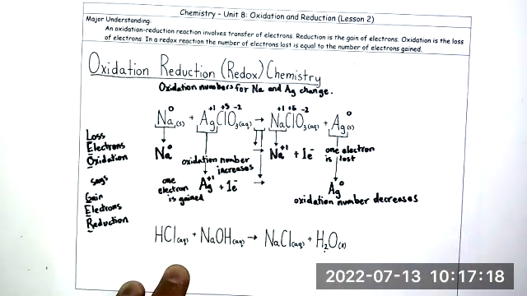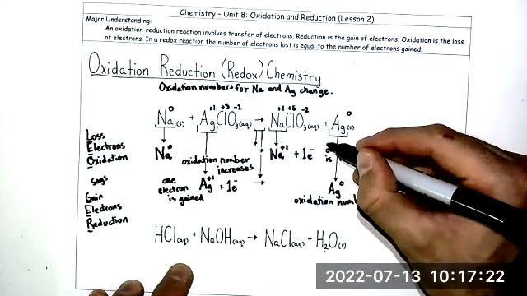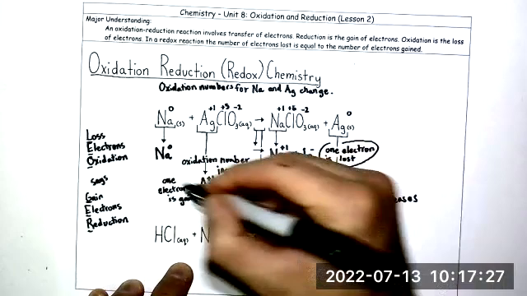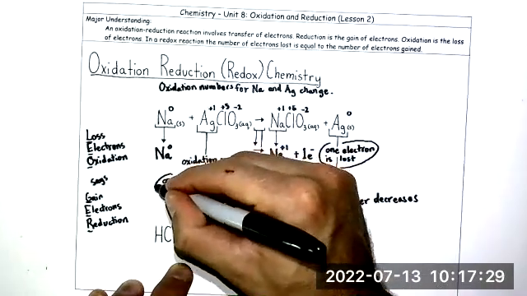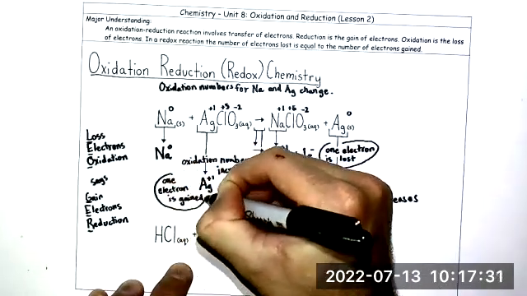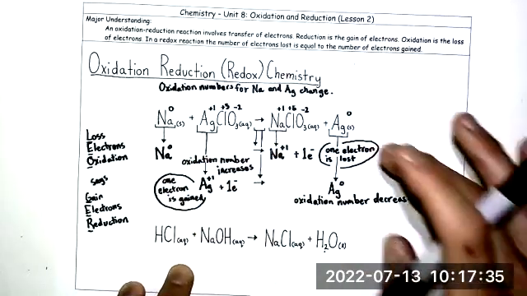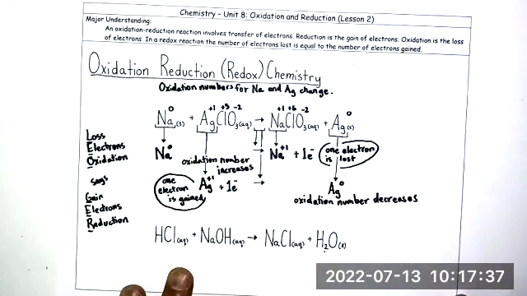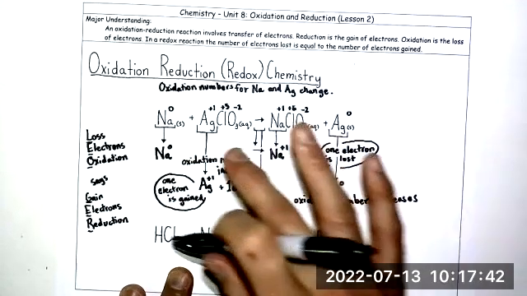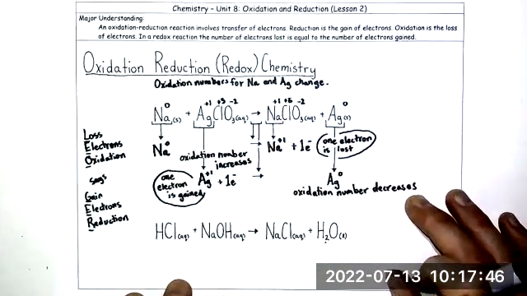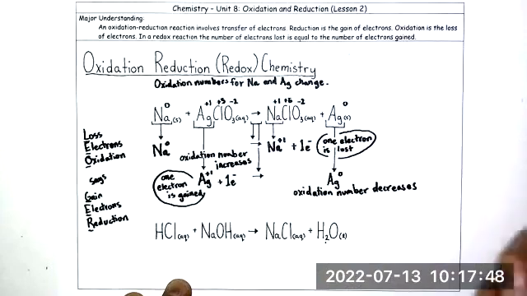Okay, now it's important to note here that sodium lost 1 electron and silver gained 1 electron. So the amount of electrons lost are equal to the amount of electrons gained. Okay, so now let's look at another reaction below here, and let's assign oxidation states.